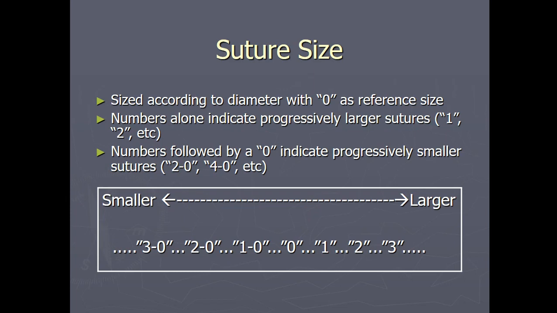Now, suture size. Sized according to diameter with 0 as a reference size. Numbers alone indicate progressively larger sutures. Number followed by a 0 indicates progressively smaller sutures, like 2-0, 4-0, 5-0. So 5-0 is the thinner material. The thickness size is very small.